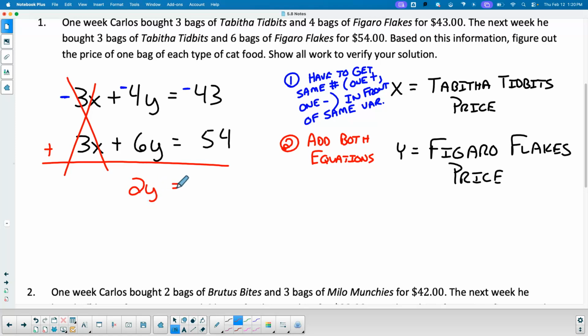Negative 43 plus 54. 11? Okay. Next thing that you're going to do with that, now you're going to solve that new equation.